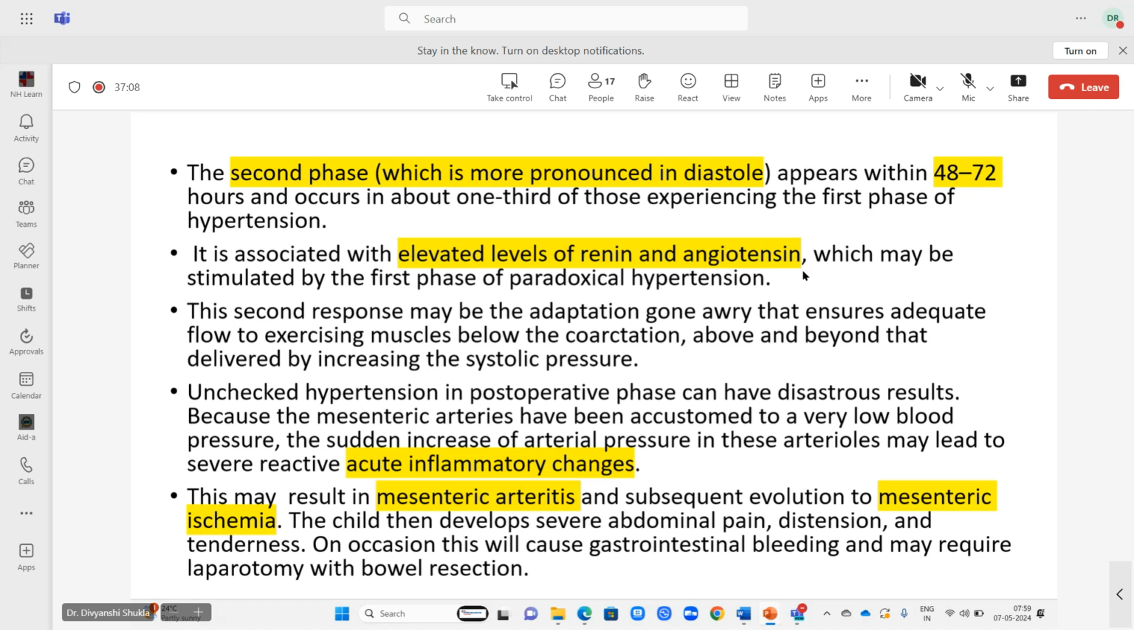Unchecked hypertension in the post-op phase can have disastrous results because the mesenteric arteries have been accustomed to a very low blood pressure. The sudden increase of arterial pressure in these arterioles may lead to severe reactive acute inflammatory changes. This may result in mesenteric arteritis and subsequent evolution to mesenteric ischemia. The child then develops severe abdominal pain, distension, and tenderness. On progression, this will cause gastrointestinal bleeding and may require laparotomy with bowel resection.